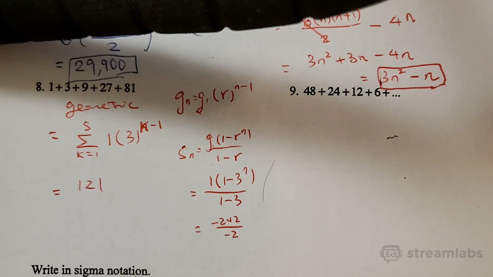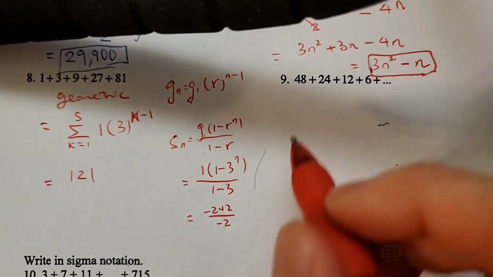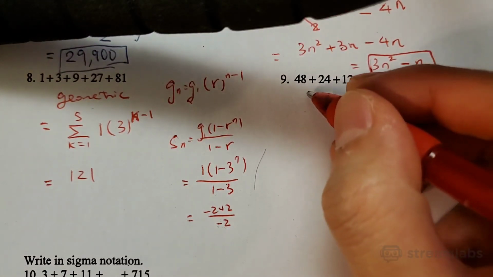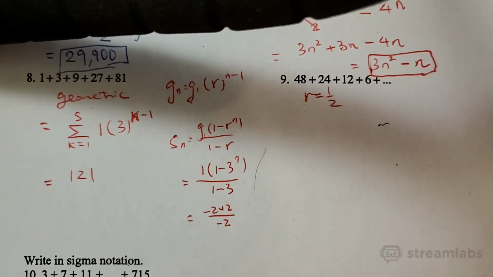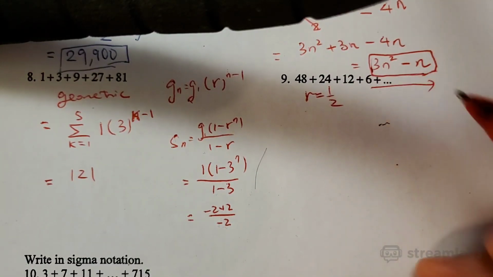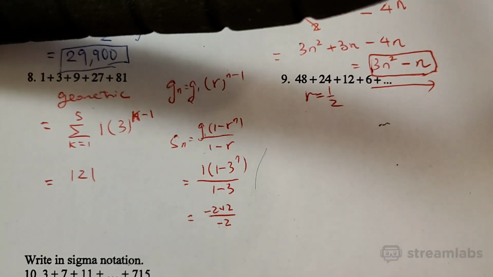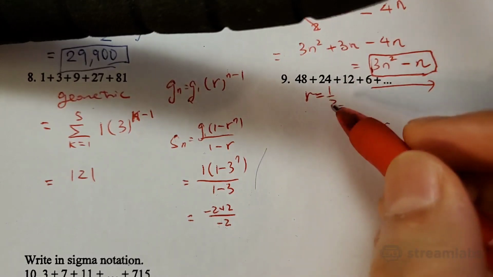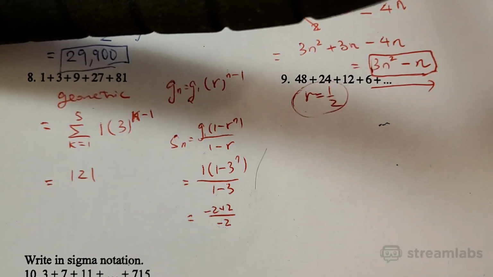All right, number 9. Same thing, right? What is this? Geometric. r is 1/2, right? This is infinite. So we know infinite geometric series. In this case, it converges because r is equal to half.